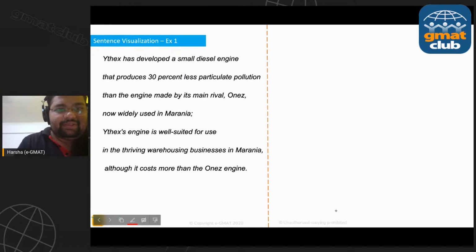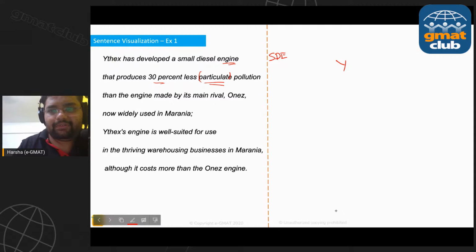So Vitex has developed a small diesel engine. So there's this company called Vitex. It seems to be a company. It has come up with a certain engine. What kind of engine? Small diesel engine. All right, that's clear to me. Perfect. So it has produced a small diesel engine. That's great. This engine produces 30% less particulate pollution. So what kind of pollution? Particulate pollution. Whatever particulate is, some kind of pollution called particulate pollution that the engine made, that I mean 30% less particulate pollution than the engine made by its main rival Ronce.